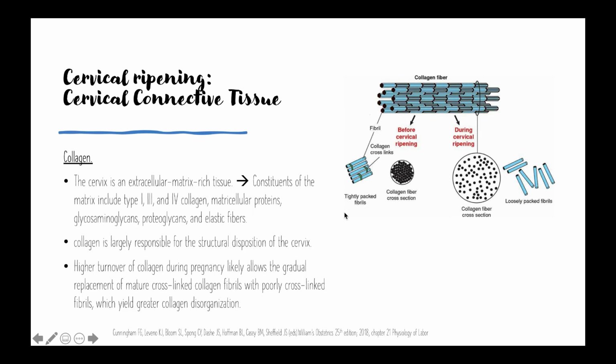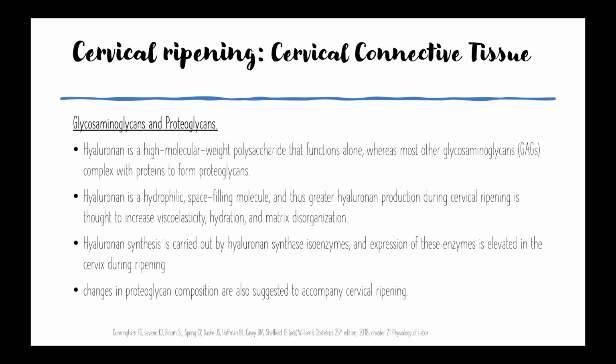High turnover of collagen during pregnancy likely allows the gradual replacement of mature cross-linked collagen fibrils with poorly cross-linked fibrils, which yield greater collagen disorganization. As for the glycosaminoglycans and proteoglycans, hyaluronan is a high molecular weight polysaccharide that functions alone, whereas most other glycosaminoglycans complex with proteins to form proteoglycans.